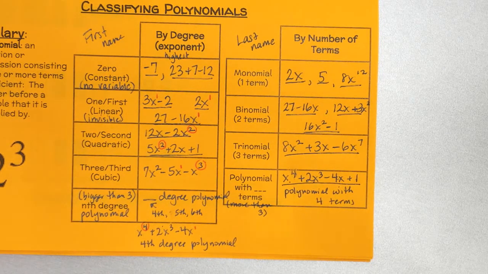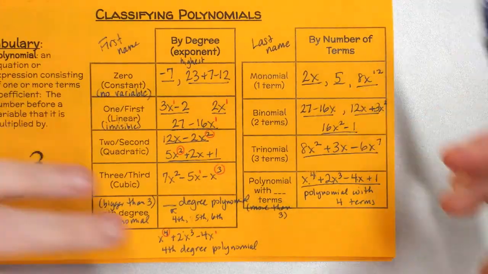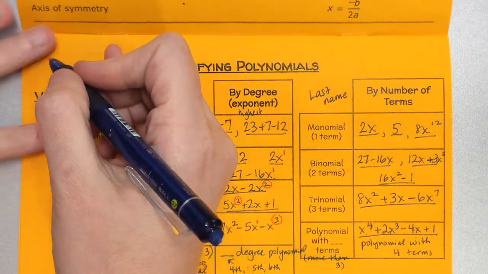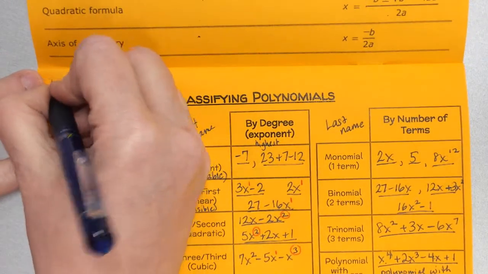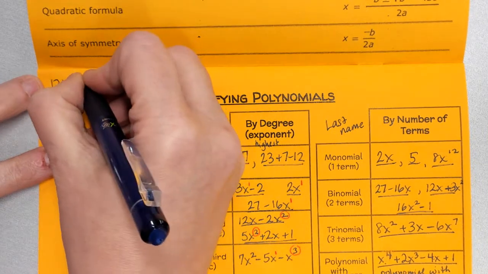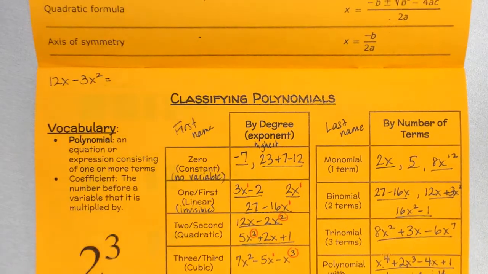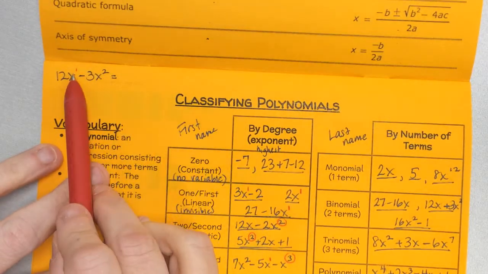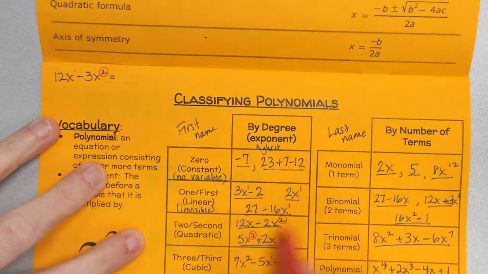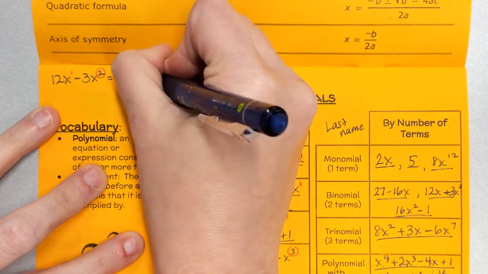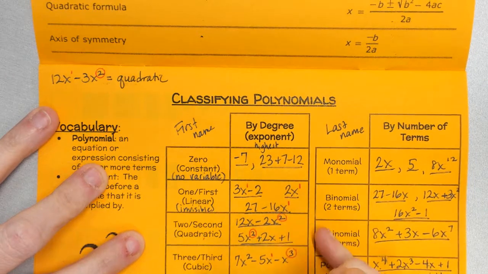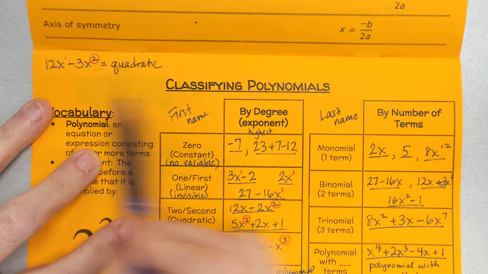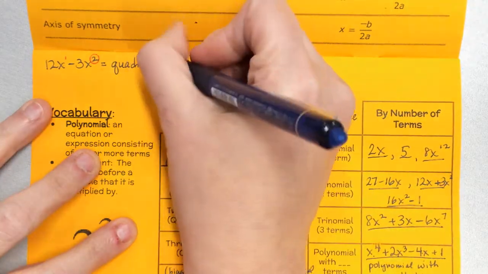Now, what happens when we're trying to put all that stuff together? All right, so let's do some examples. And we're going to be doing them all over the place, okay? So let's do one up here. So the first one, let's say we have 12x minus 3x squared. Okay, so the first thing I'm going to do is find its first name. I'm going to look at its exponents. Well, I have a 2 and a 1. Well, 2 is the highest exponent. That makes it quadratic. So this is a quadratic. Okay, so that's its first name, quadratic. Now we look at the number of terms for its last name. Well, it's got 1, 2 terms, so that makes it a binomial.